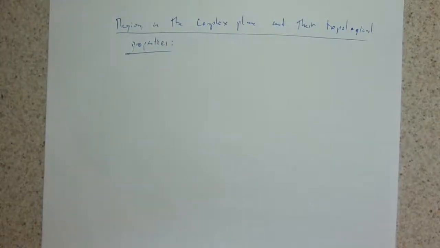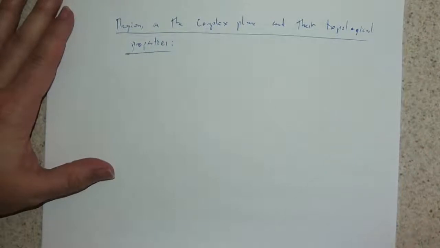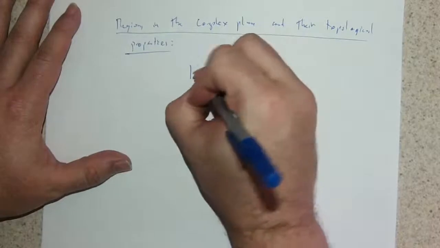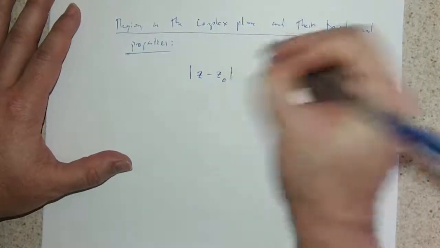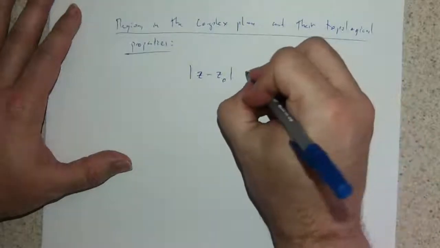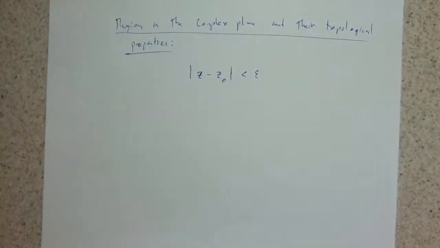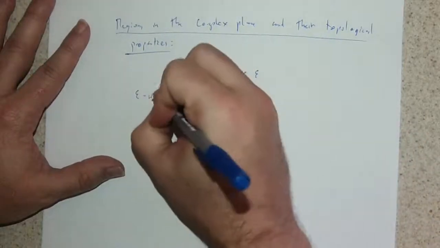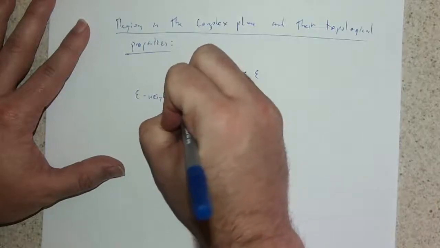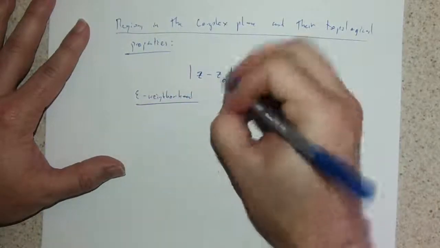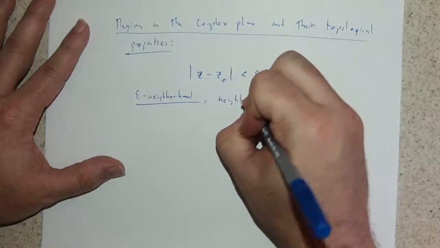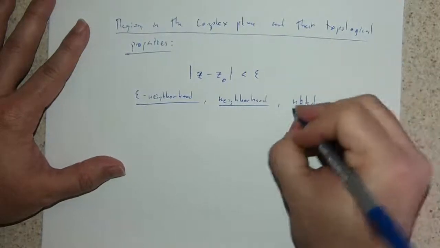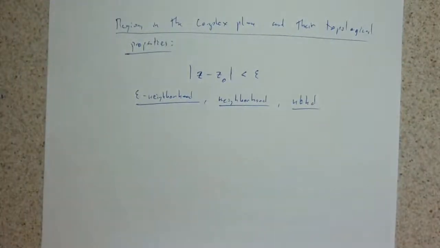So what do I want to focus on here? Well, first of all, the basic region that we're going to discuss is called an epsilon neighborhood. This is the set of all z such that the modulus of z minus z naught is strictly less than epsilon. So this is called an epsilon neighborhood, or just a neighborhood, or abbreviated as neighborhood like this. So I don't have to write that word all the way out.